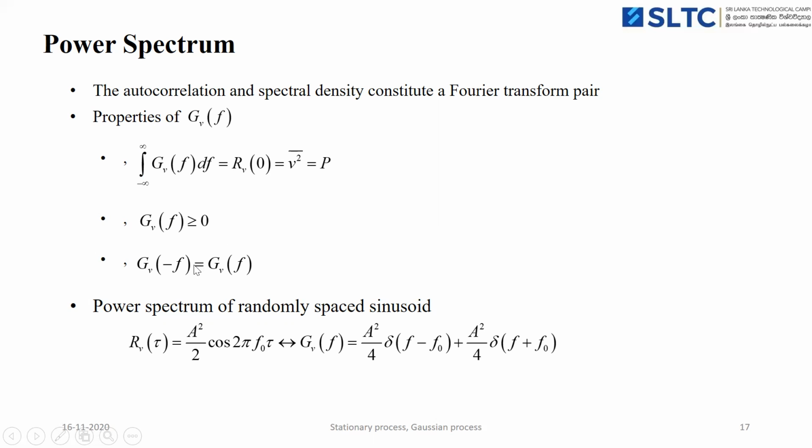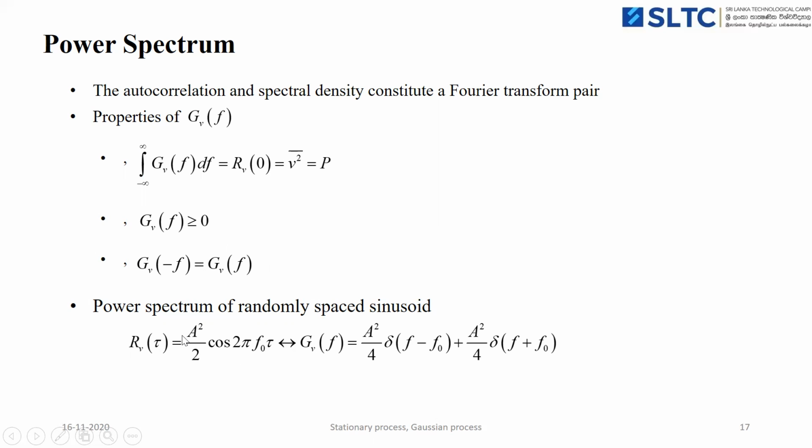Then the third property: the power spectrum is an even function. That means G_V of minus f equals G_V of plus f. So here is the representation of how we find the power spectrum from the autocorrelation function.